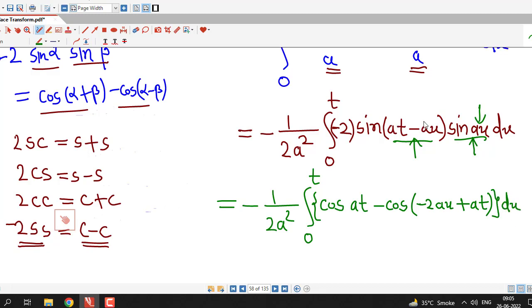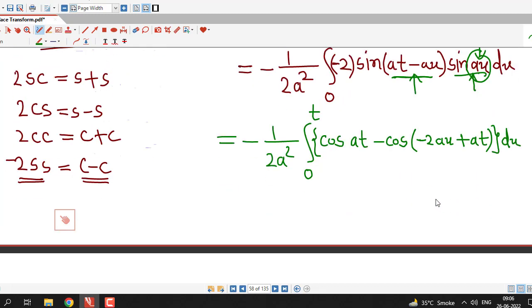Again I repeat, first I add at minus au with au, which cancels out and we are left with cos at, and then we subtract this a into u from at minus au. So we will have at minus 2au, that I rewrite as minus 2au plus at. Here my variable of integration is u. Now we integrate with respect to u.